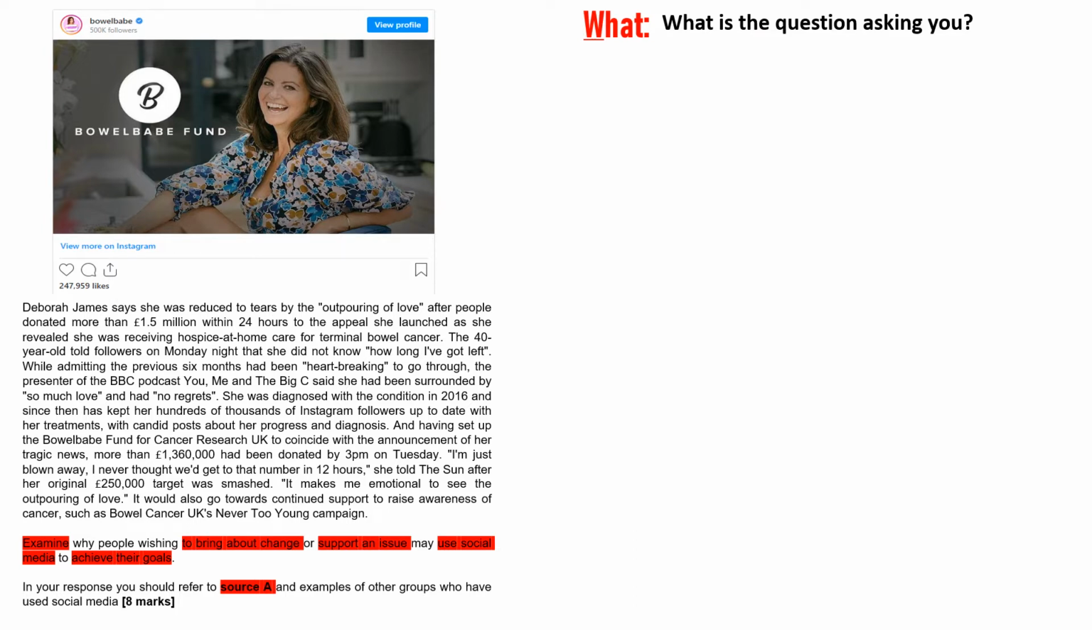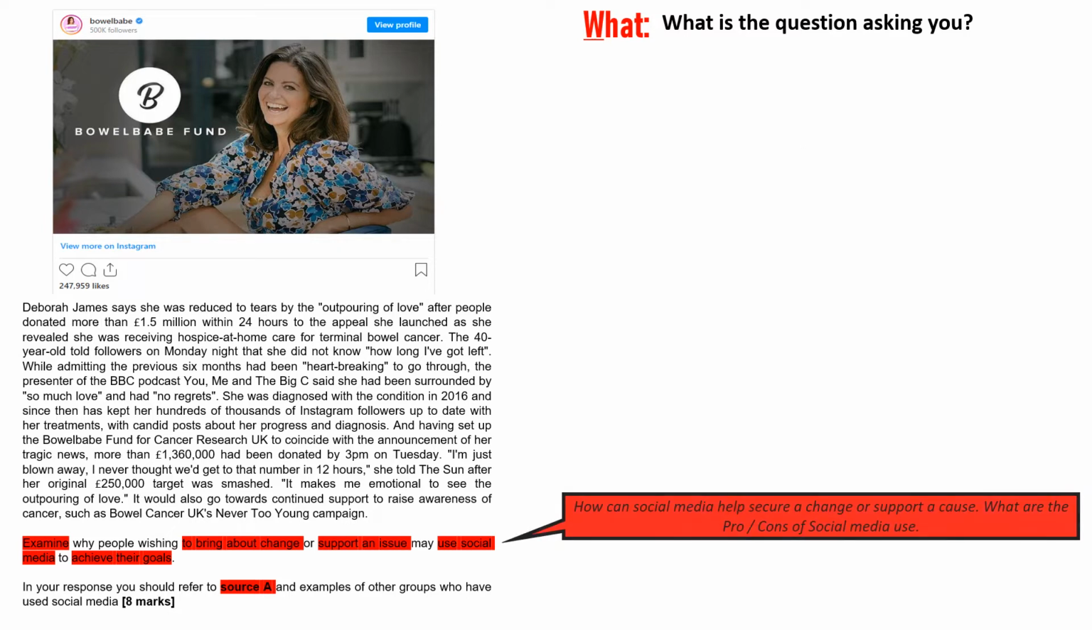Now, if we take the W.R.I.T.E method approach and apply that here, the first element of W.R.I.T.E is what, and what is the question asking you? As you can see at the bottom, I've highlighted a couple of parts from that question. Examine why people wishing to bring about change or support an issue may use social media to achieve their goal. That's the first part of the question. Then you have this second part below where it says, in your response, you should refer to source A, the image on the screen, and other examples of how groups have used social media.